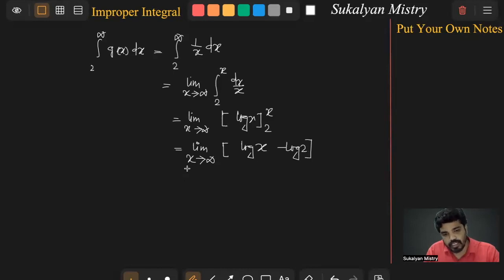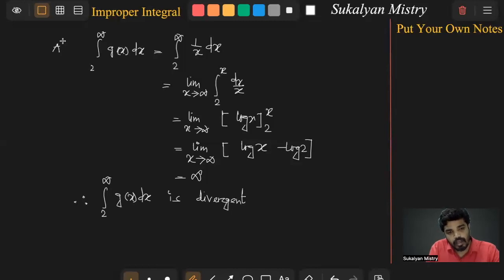If you put x equal to infinity, log infinity is infinity. So infinity minus a finite number will be infinity. So we see that integration 2 to infinity g(x) dx is divergent. Therefore the given integral is also divergent.